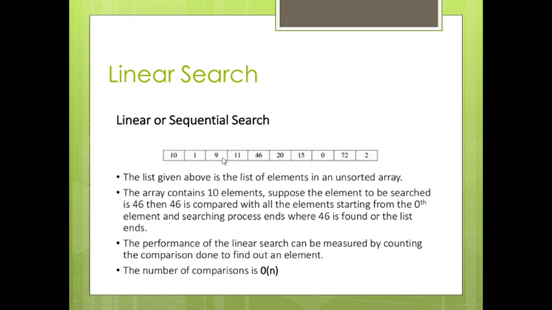9 not equal to 46, again it will go for the next element 11. 11 again not equal to 46, again it will go for the next element. So here 46 equal to 46. So the searching process ends here where 46 is found or the list ends. The performance of the linear search can be measured by counting the comparisons done to find out an element. The number of comparisons is big O n.